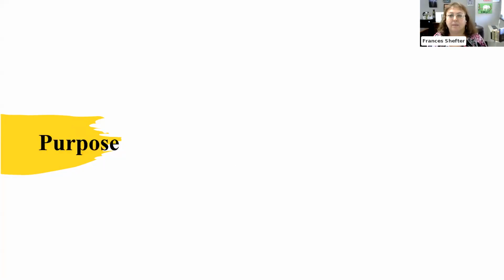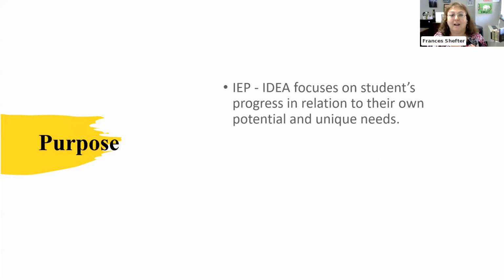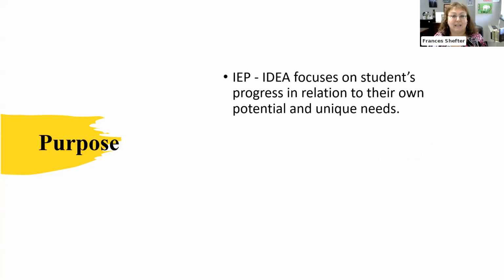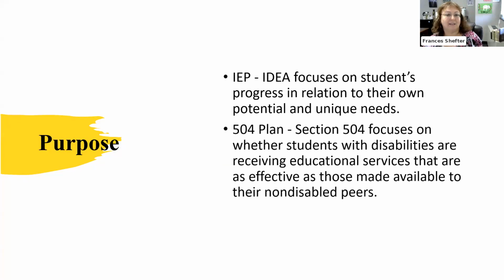The purpose of the laws. The IDEA that focuses on the IEP is on the student's progress in relation to their own potential and unique needs. So you're looking at where is the child able to achieve and what are their needs to get there. Whereas the 504 plan focuses on whether students with disabilities are receiving educational services that are as effective as those made available to their non-disabled peers.